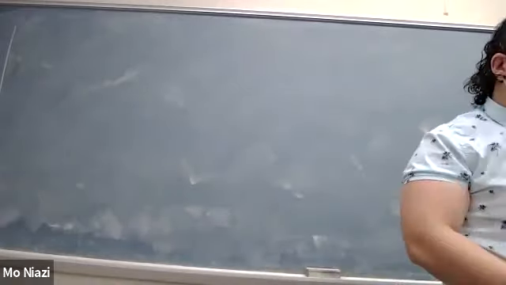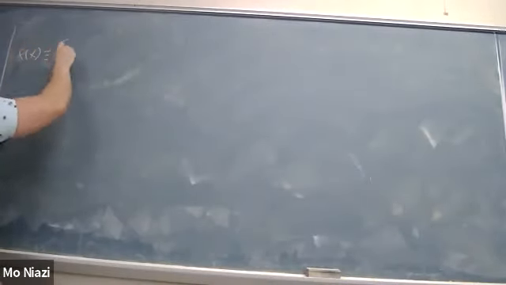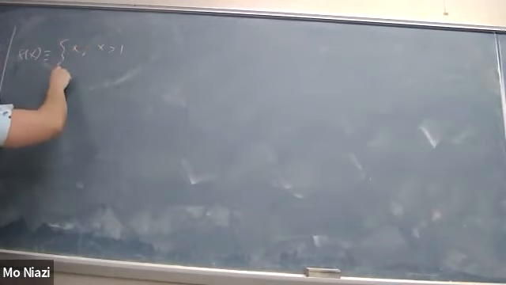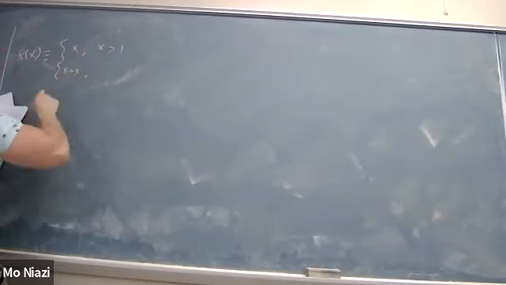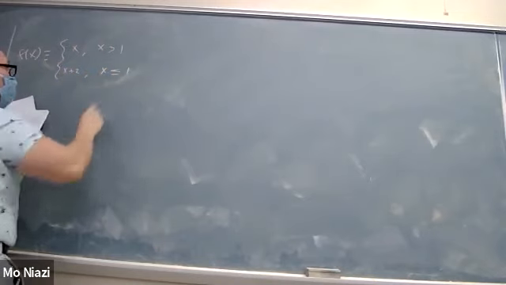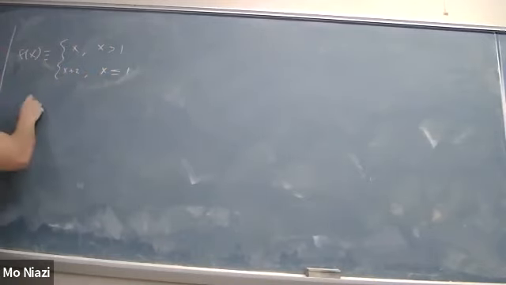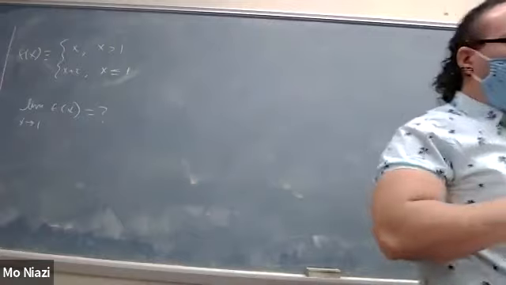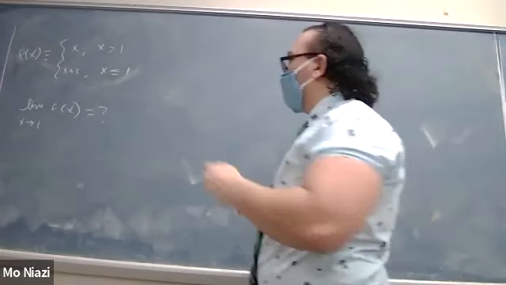Okay, let's define our piecewise defined function. f of x is x for values of x greater than 1, and x plus 2 for values of x less than or equal to 1. We want to determine what is the limit as x approaches 1 of f of x. First, I'm just going to do it algebraically. Then we can graph it and see what's going on.